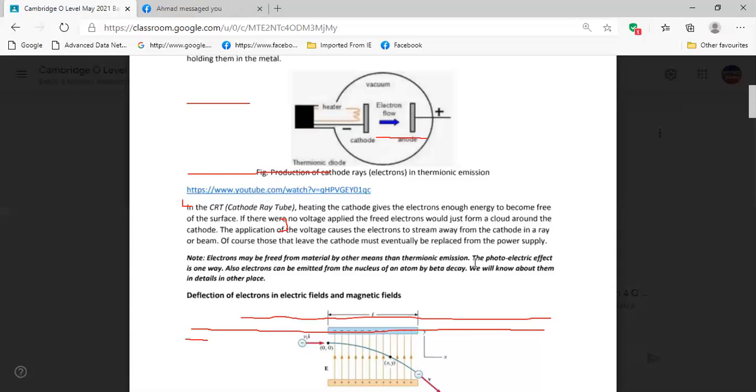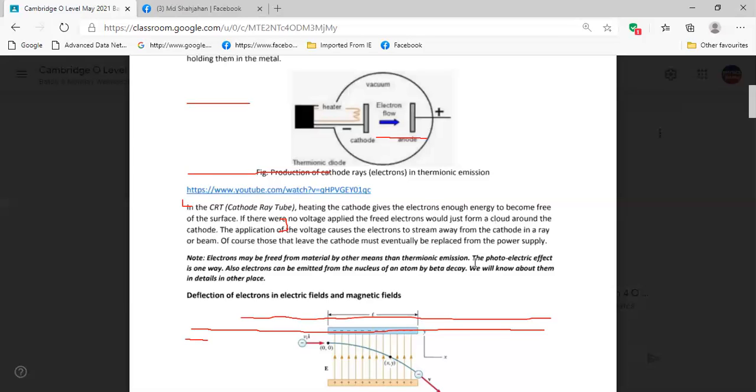and in beta decay, you got in nuclear physics, right? There you also got electrons, free electrons, right? Yes, sir. Okay, so that one you know. Only photoelectric effect you don't know that much. That's why we wrote here. We will know about them in details in other place.